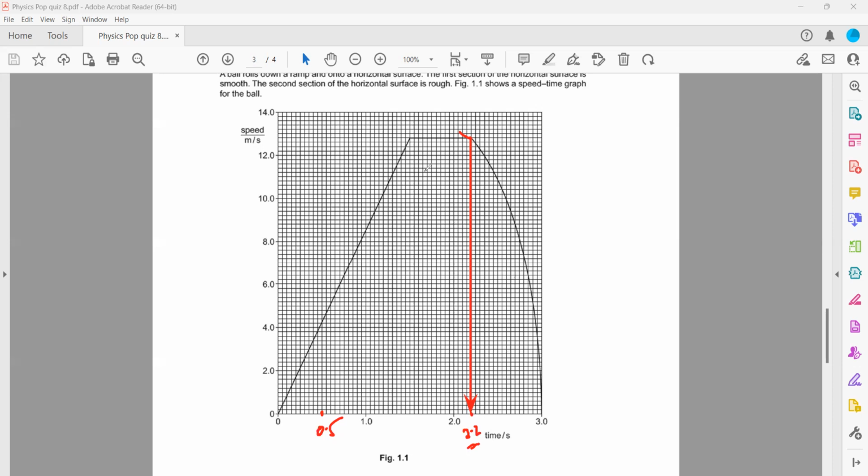So at what time, what is the time when it enters the rough section? That is equal to 2.2 seconds. So you have to write here 2.2.